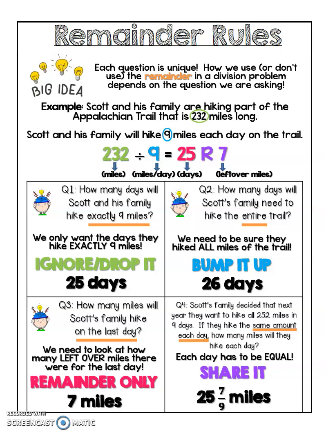So these are 4 main types of story problems. We are going to do lots of examples with these over the course of the year, but keep in mind that sometimes you'll have to ignore or drop your remainder. Sometimes you'll have to bump your answer up to include another group. Sometimes you're going to use only the remainder, and sometimes you're going to turn that remainder into a fraction and share it with the rest of your quotient so that you can use all of the pieces you need to.